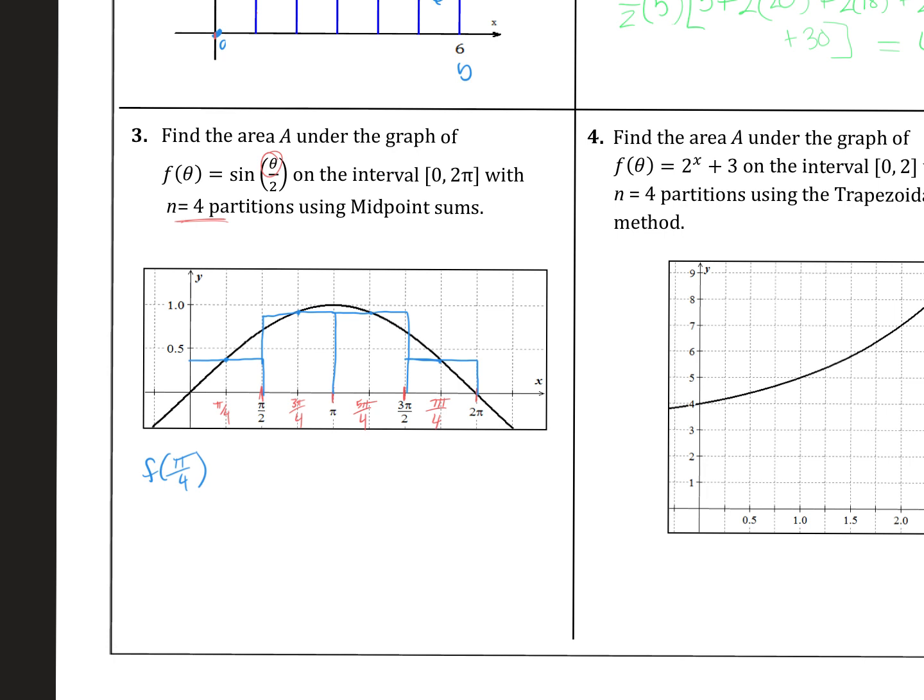So the function value at pi over 4 is 0.38268. Were you guys in radians when you plugged them in? Did you plug them in? You had to plug it in. So you should be doing sine of pi over 4 over 2.